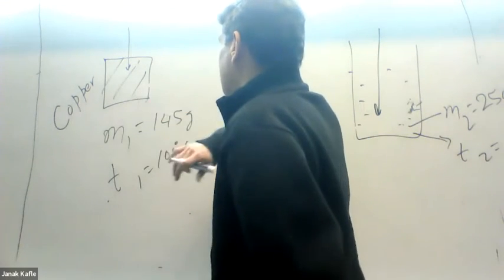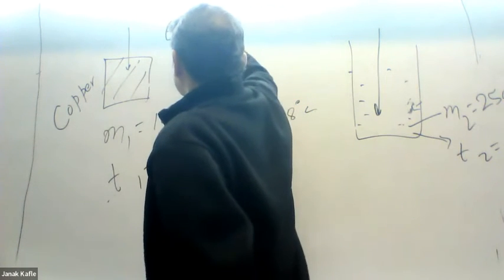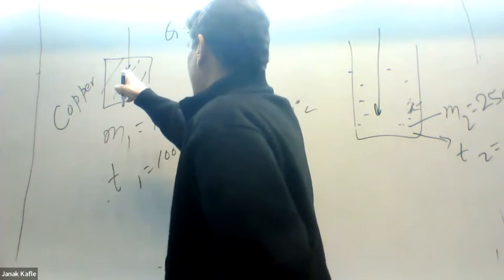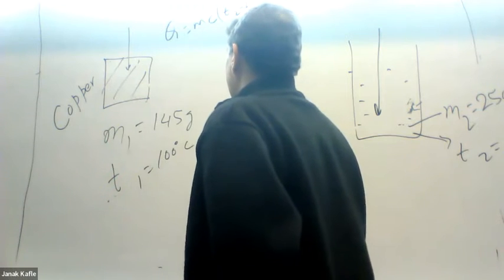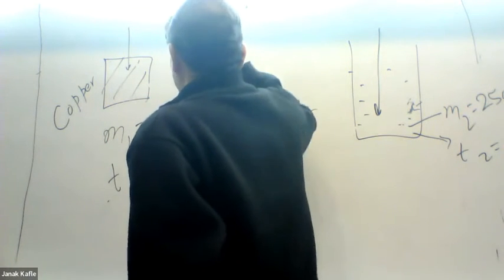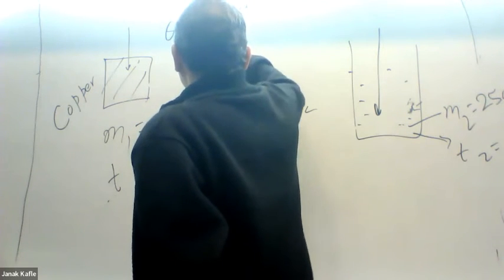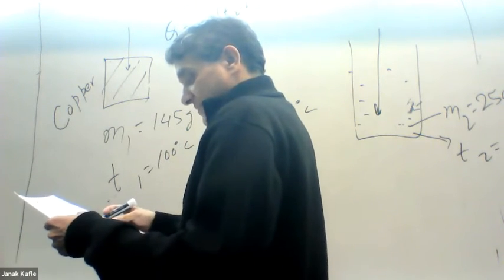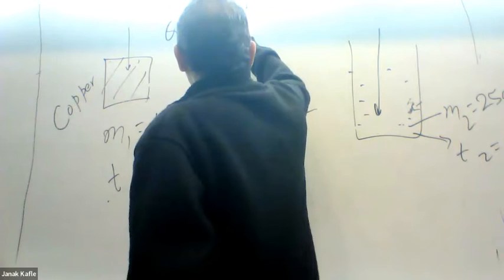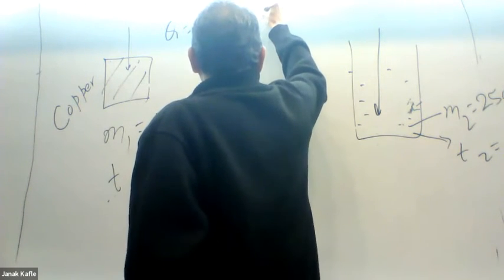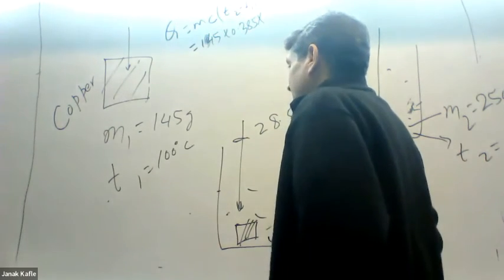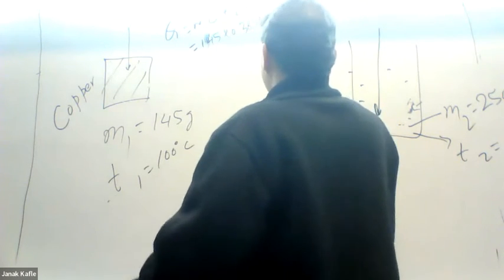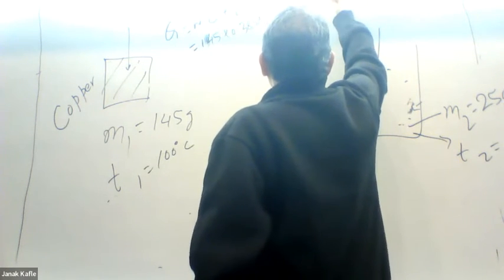So let's calculate the heat lost by this one. The heat lost is always like this: Q equals MC (T2 minus T1), like that, right? This guy lost heat to the water here. So how much heat did it lose? M is 145, and C is for copper. The value for copper is 0.385. And what was the temperature at the beginning? 100 degrees centigrade. And what is the final temperature after mixing? That's 28.8. So that much heat it lost.